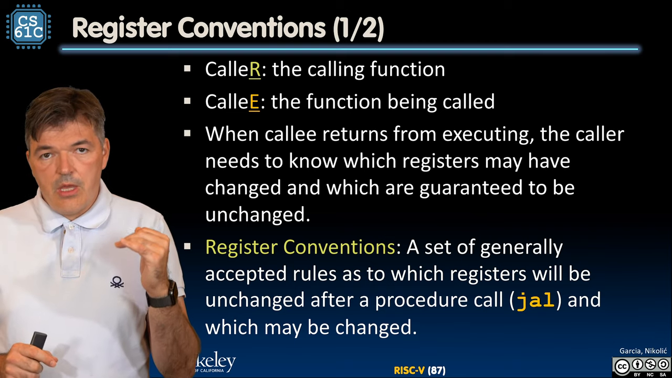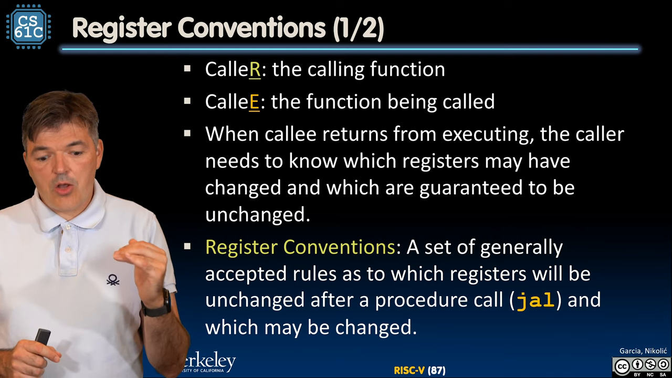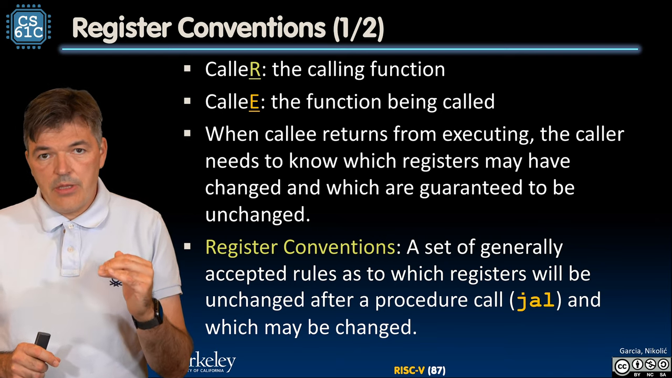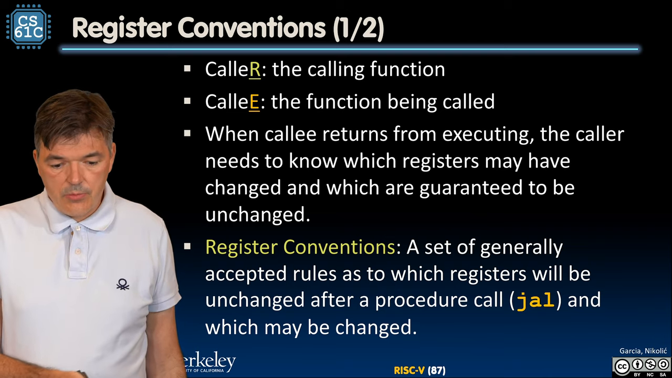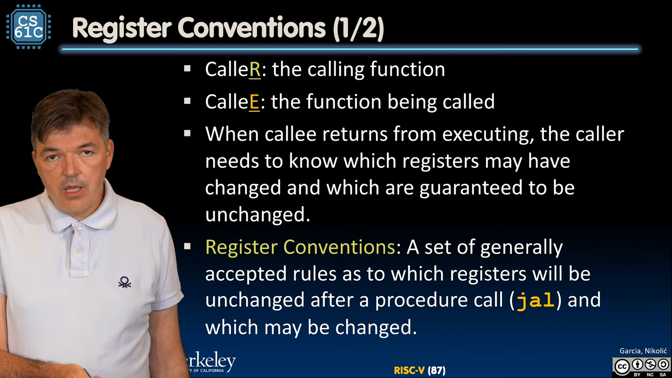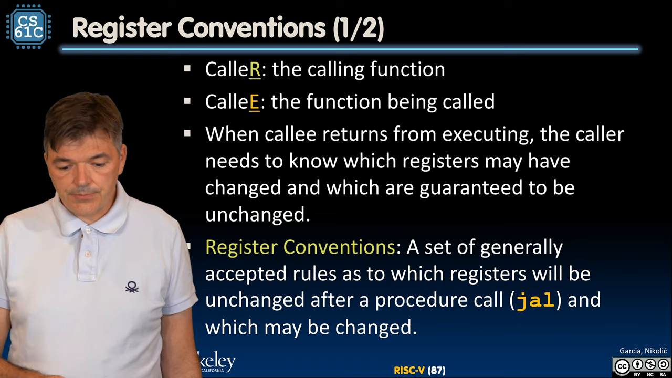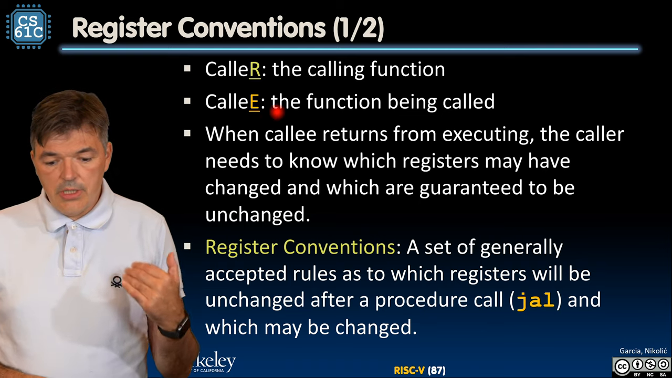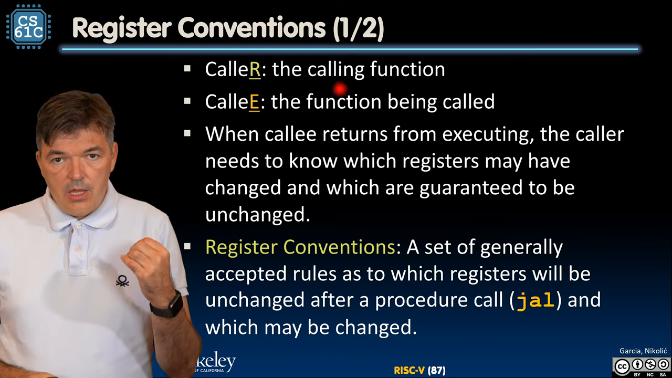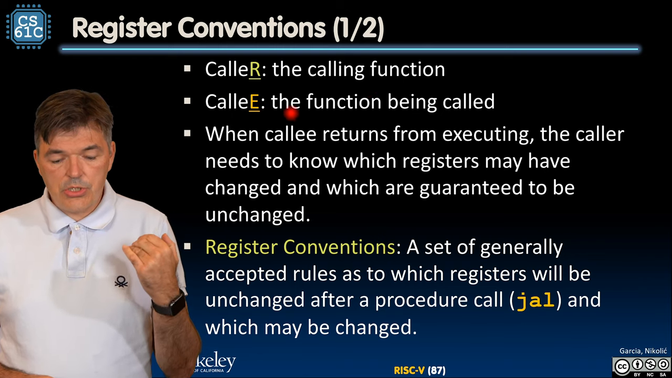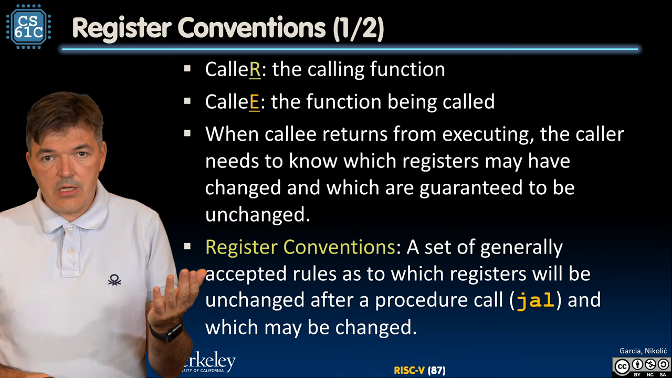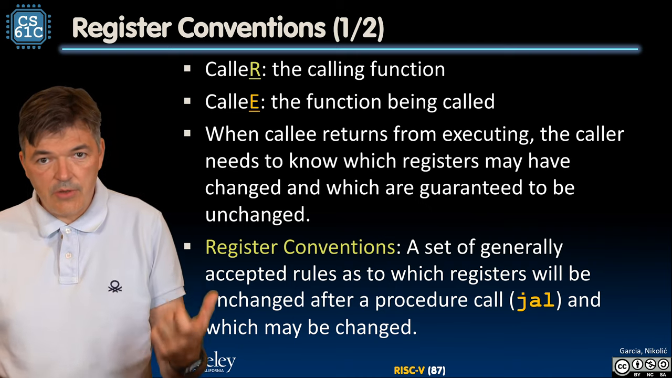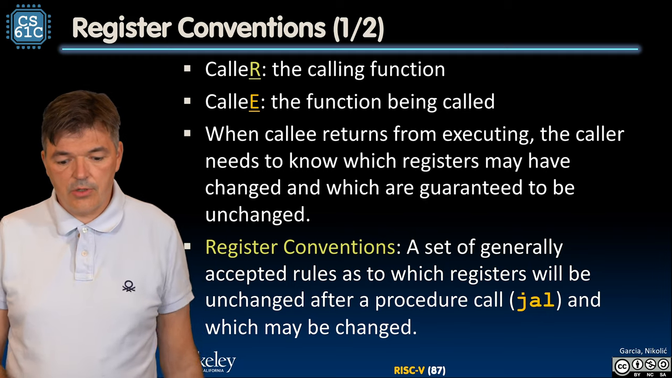The one that calls the function we will call a caller. The function that is being called we will call callee. So caller, once again, is the calling function. Callee is the function that is being called. When a callee returns from executing, the caller needs to know which registers have been clobbered and which ones are guaranteed to be safe to store the value that was there before the function call.